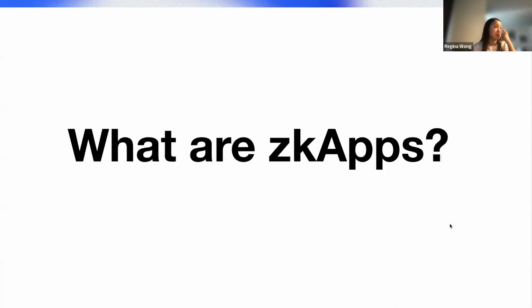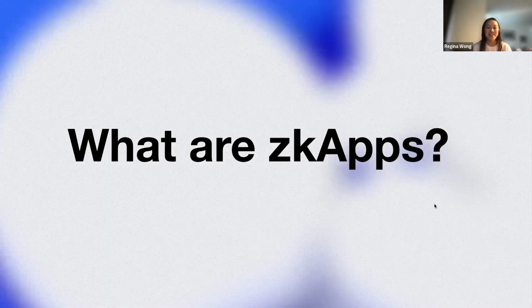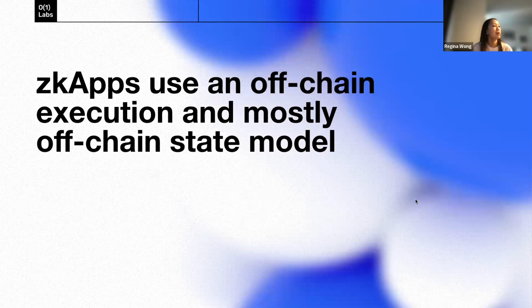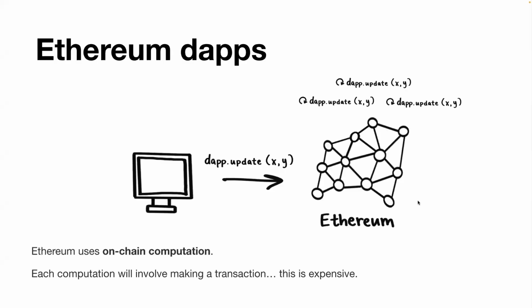So what are ZK apps? As I mentioned many times so far, they are our smart contracts powered by ZK SNARKs, also known as zero knowledge apps. We use an off-chain execution and mostly off-chain state model. So what does that mean? To understand that, let's take a look at how Ethereum works.